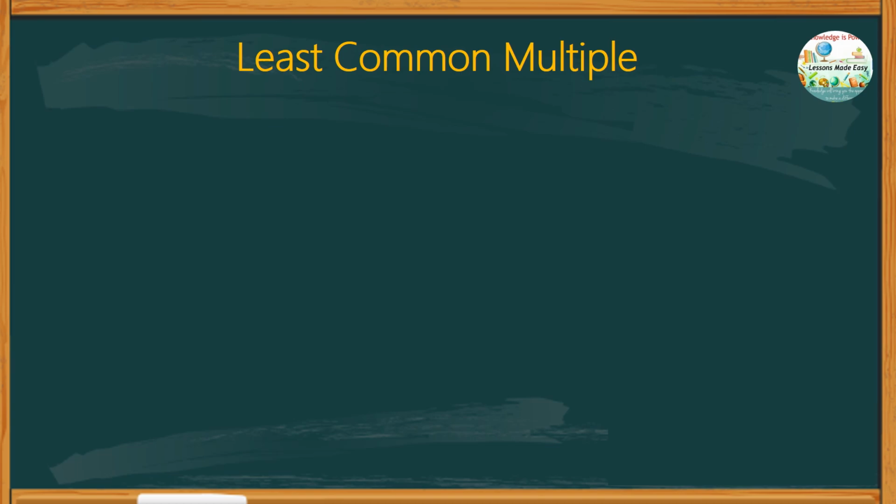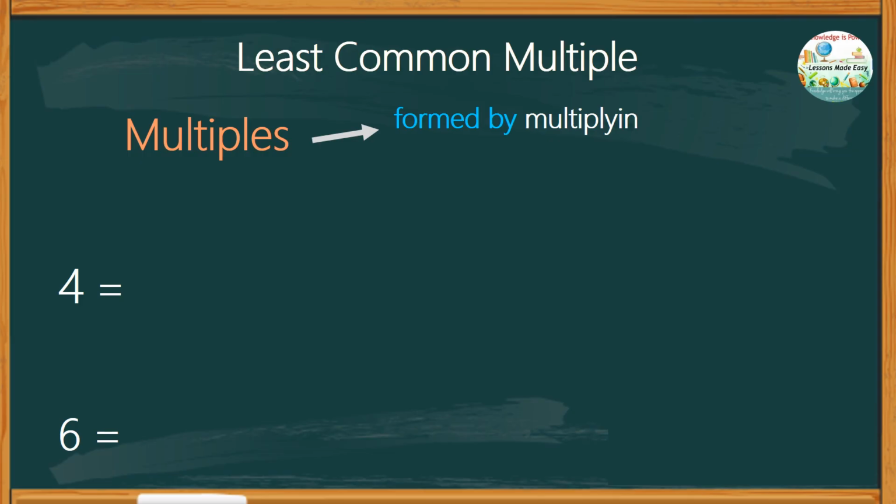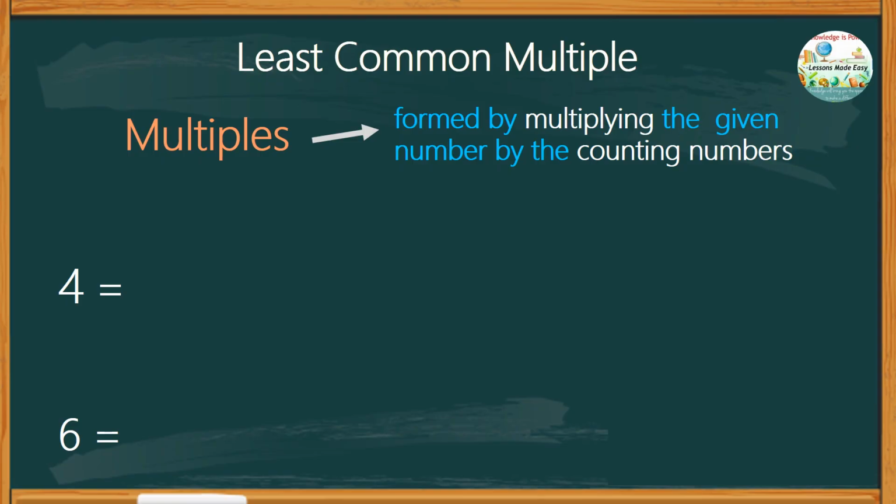Suppose we are looking for the least common multiple of 4 and 6. We have to find the multiples of each number one at a time. Multiples are formed by multiplying the given number by the counting numbers. Counting numbers are the usual numbers we use when we count, like 1, 2, 3, 4, 5, 6, 7, 8, 9, 10, and so on.